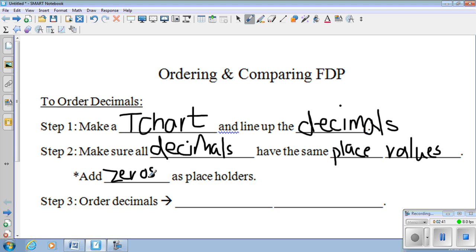The last step is to order the decimals. In order to put your decimals in order, you have to follow the directions that you have been given. Why is it important to follow the directions? Well, because sometimes it'll ask you to put the numbers in order from least to greatest, and if you put them in order from greatest to least, is that what they asked for? No. So is your answer correct? No. Alright. Make sure you have all those blanks filled in, and then we're going to move on. We're going to do an example together.